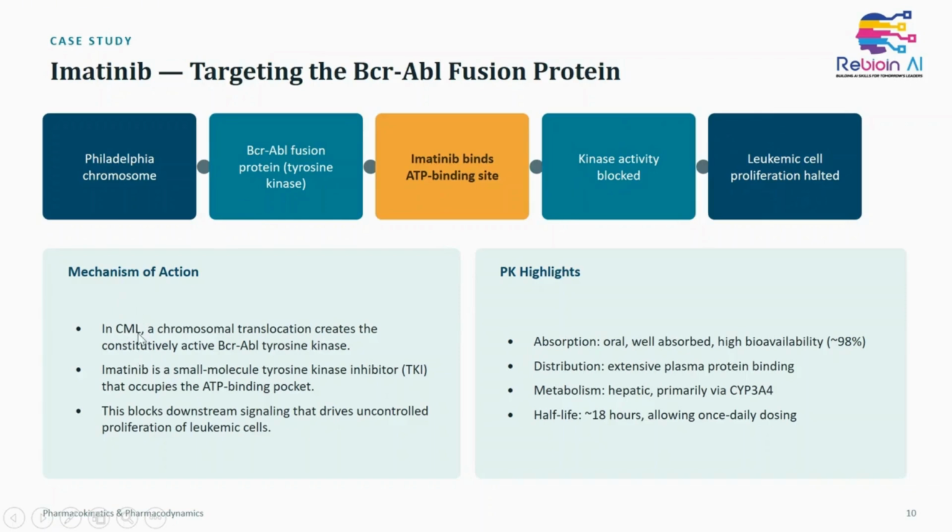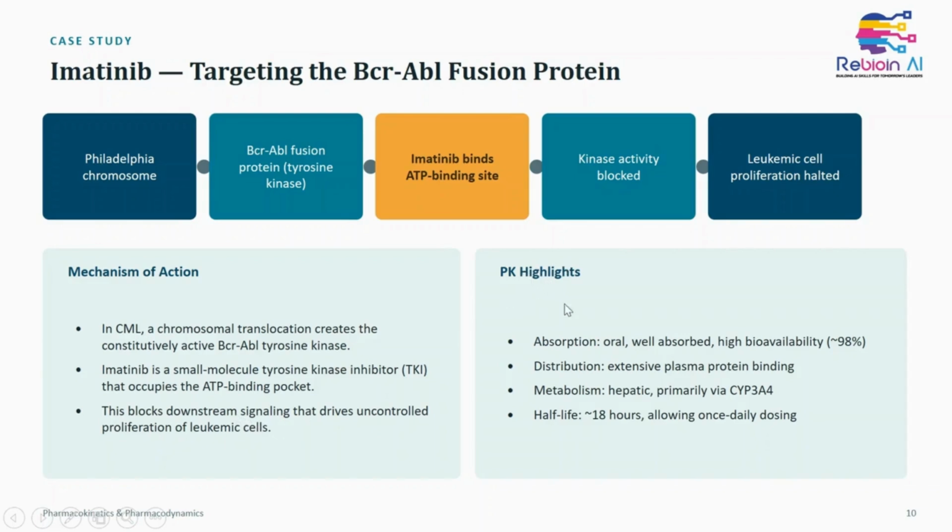imatinib in CML. A chromosomal translocation creates the constitutively active BCR-ABL tyrosine kinase, right? So imatinib is a small molecule tyrosine kinase inhibitor, TKI, that occupies the ATP binding pocket. ATP is adenosine triphosphate. This is what it means. And this blocks the downstream signaling that drives uncontrolled proliferation of leukemia cells. So that is one of the drugs.